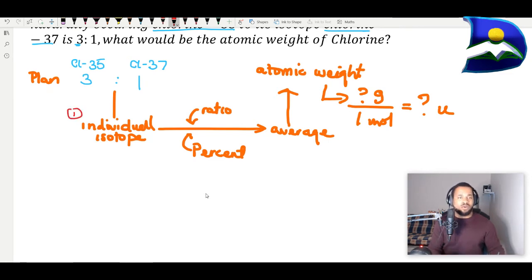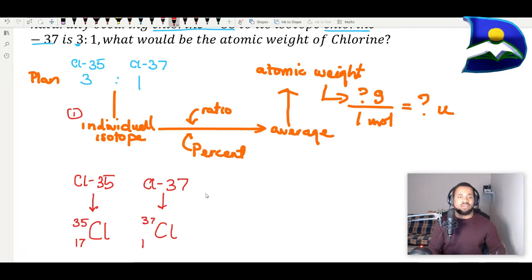So the first step, go back to the drawing board, looking at chlorine 35 versus chlorine 37. This actually shows us that this is an isotope of chlorine. In terms of the A to Z symbol, A is represented as, in this case, 35, which is called the mass number, and 17 is the atomic number. And for chlorine 37, the A value is 37 and the Z value is 17.